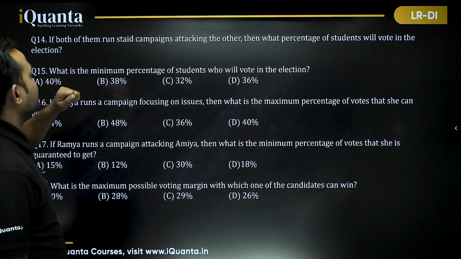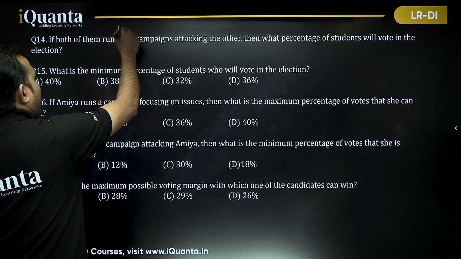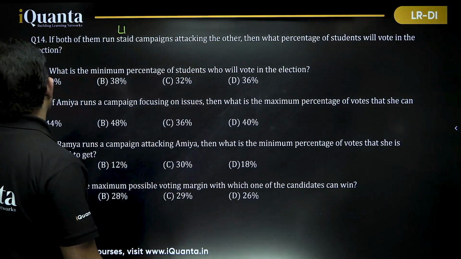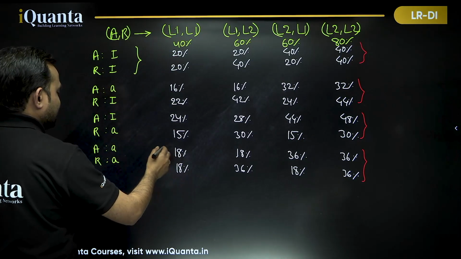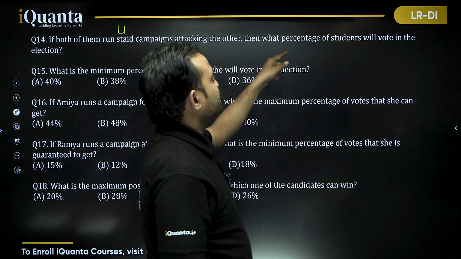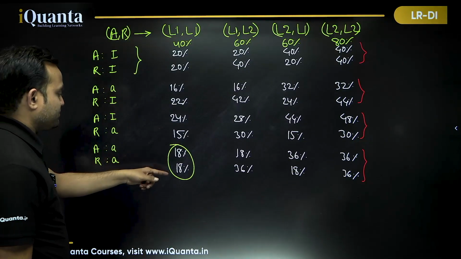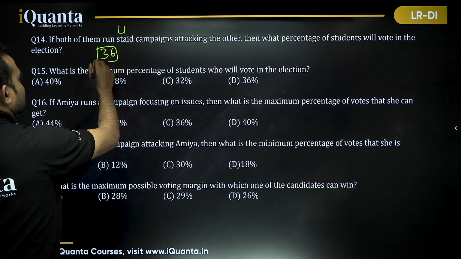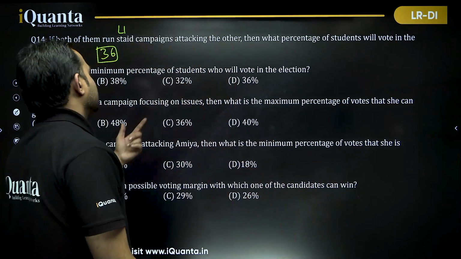If both of them run state campaigns, state means level 1. Level 1 campaigns attacking each other. So this is what we are talking about. Then what percentage of students will vote in the election? So 18 plus 18. What is our answer? 36. This was a theta problem where you need to fill. So what percent? 36%.